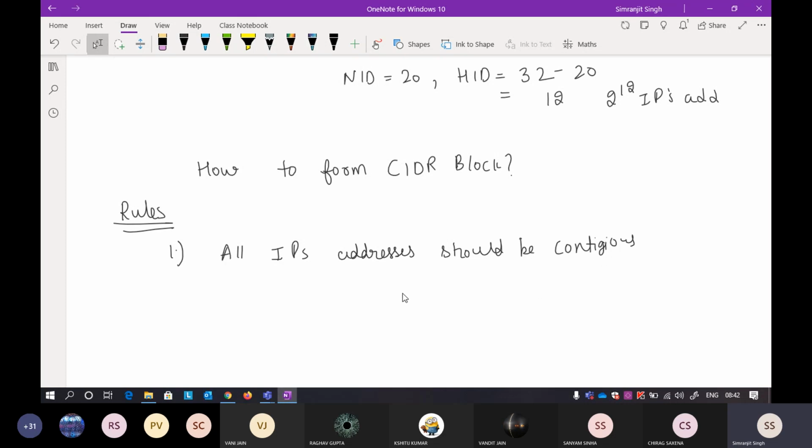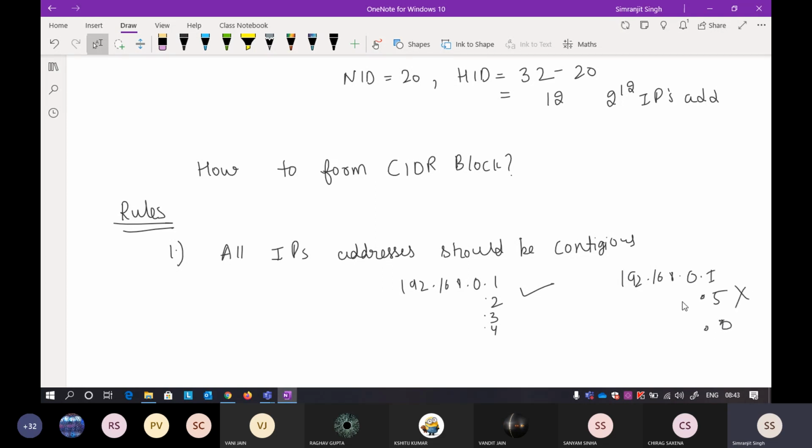Suppose your IP address is something like 192.168.0.1. The next will be 0.2, 0.3, 0.4. It should not be like 1, 3, 5. It will not make sense. So this is correct, but if you follow something like 192.168.0.1 and then 0.5 and then 0.8, this is wrong.